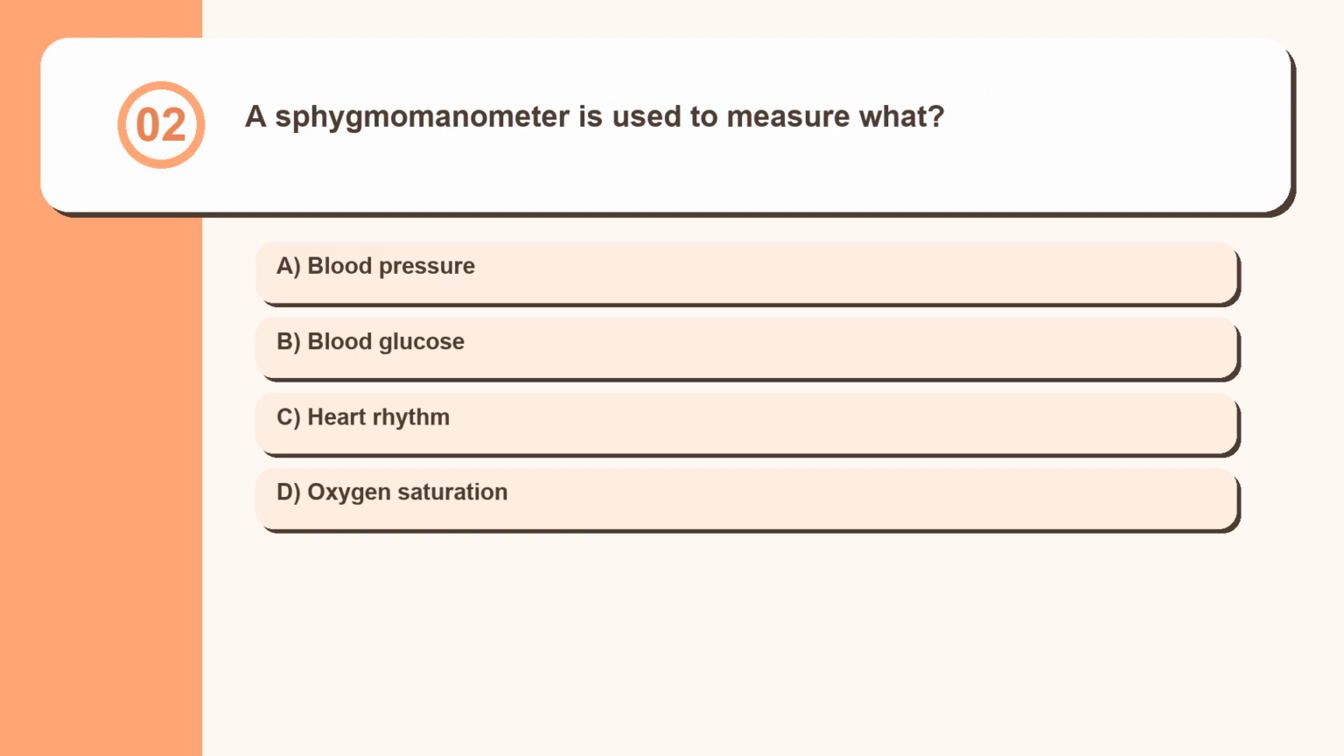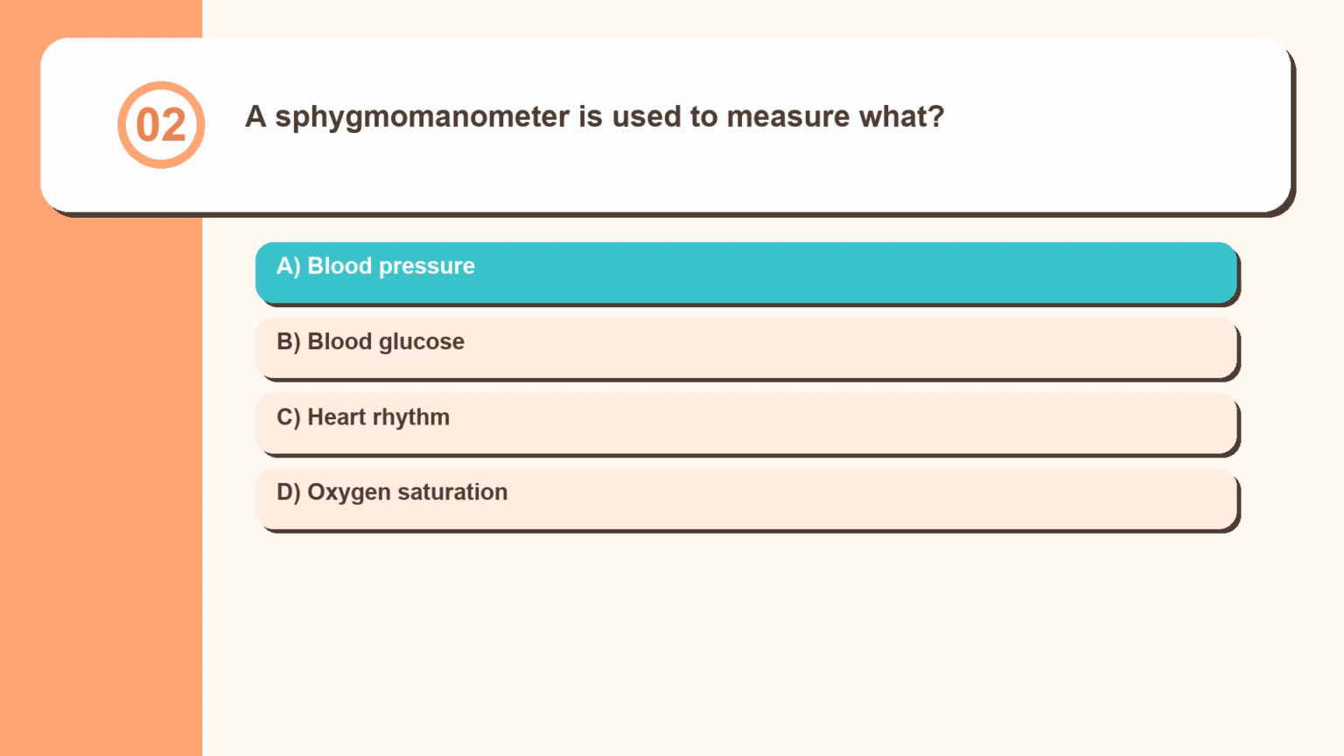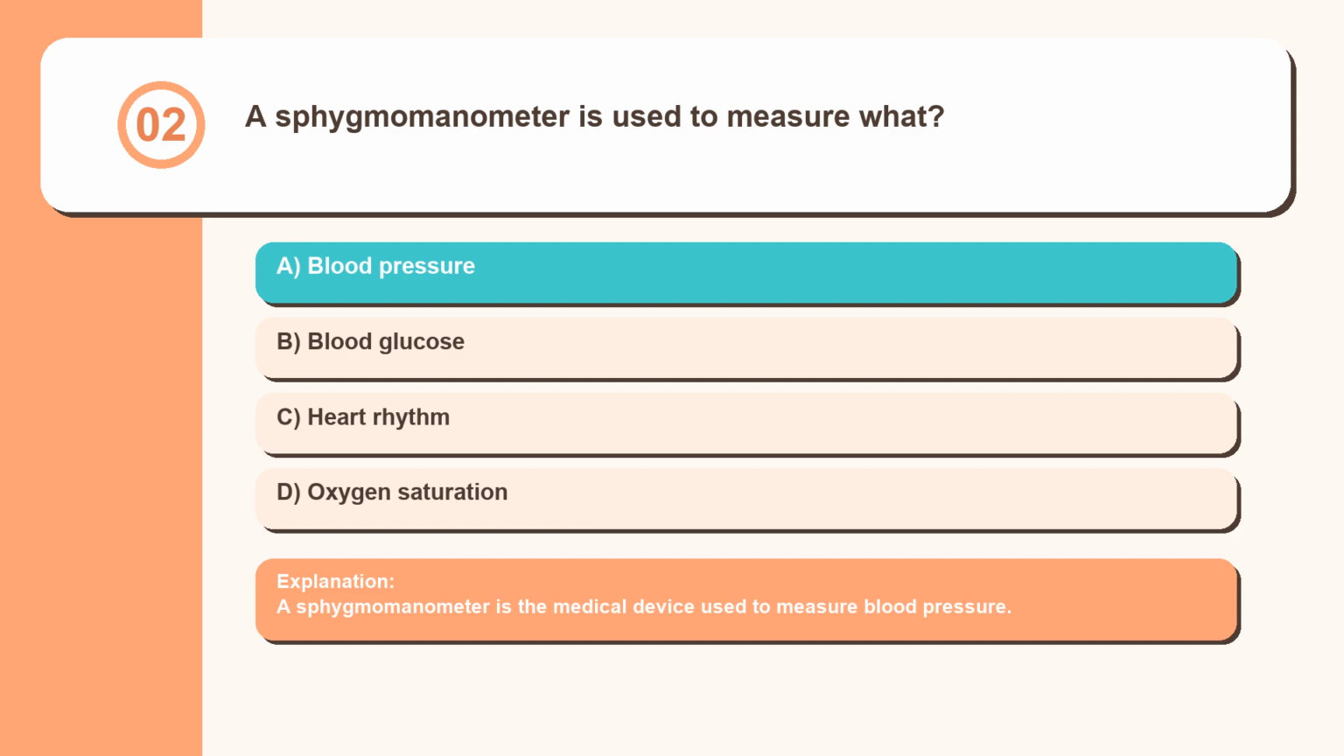Question 2. A sphygmomanometer is used to measure what? Blood pressure, blood glucose, heart rhythm, oxygen saturation. A sphygmomanometer is the medical device used to measure blood pressure.